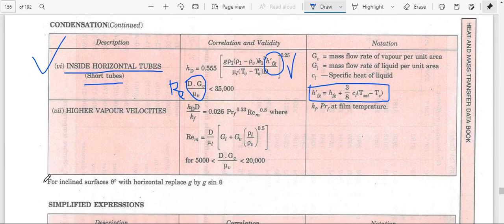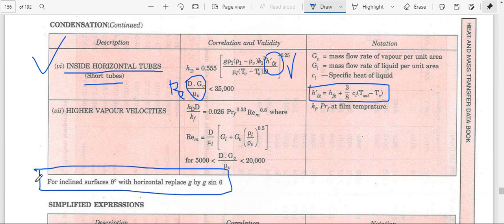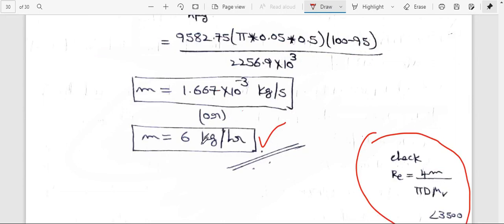In case any inclined surface is mentioned in the question, we have to take this g replaced by g sin theta. This is today's class.